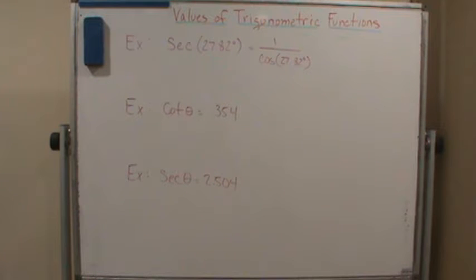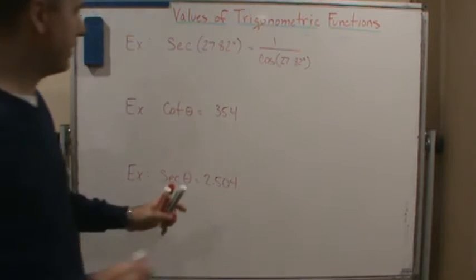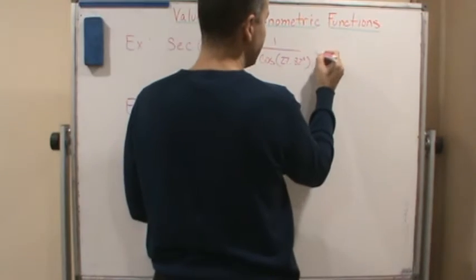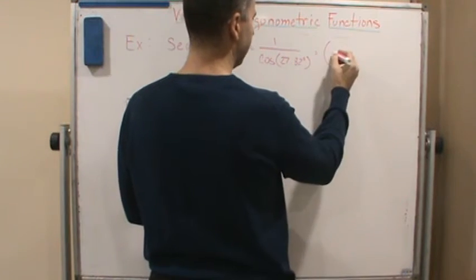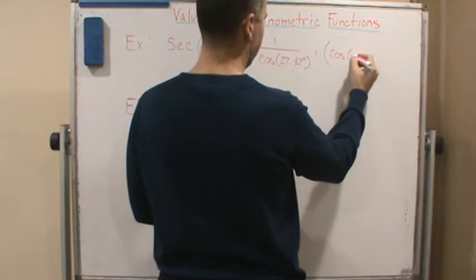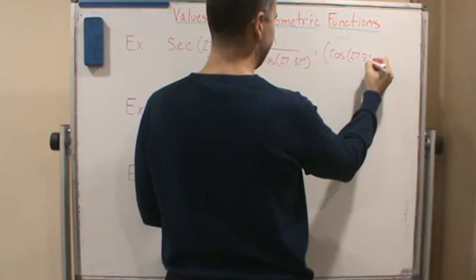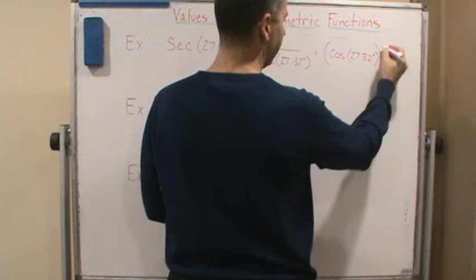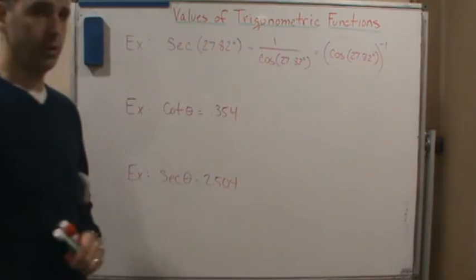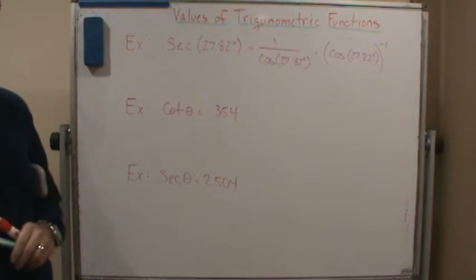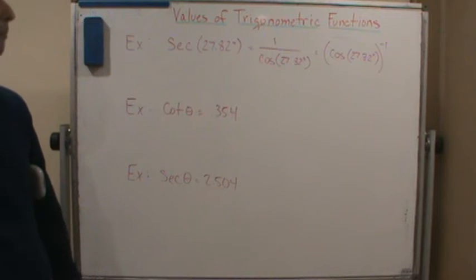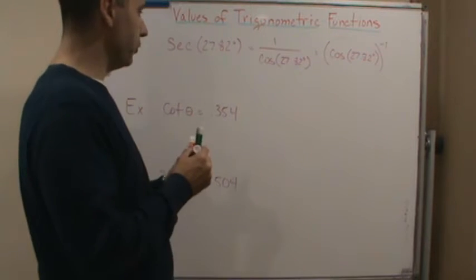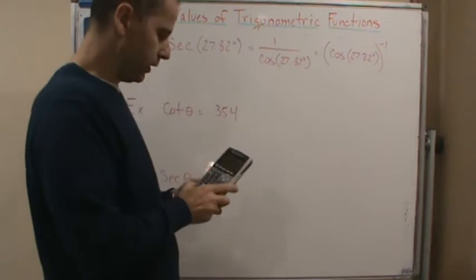Since we know that, we could also write this way. Now, again, the notation is very important. This is going to be cosine of 27.82 degrees to the -1 power. Now again, don't confuse that with cosine inverse. So now, all I have to do is put this in my calculator, and I'm going to do 1 over.